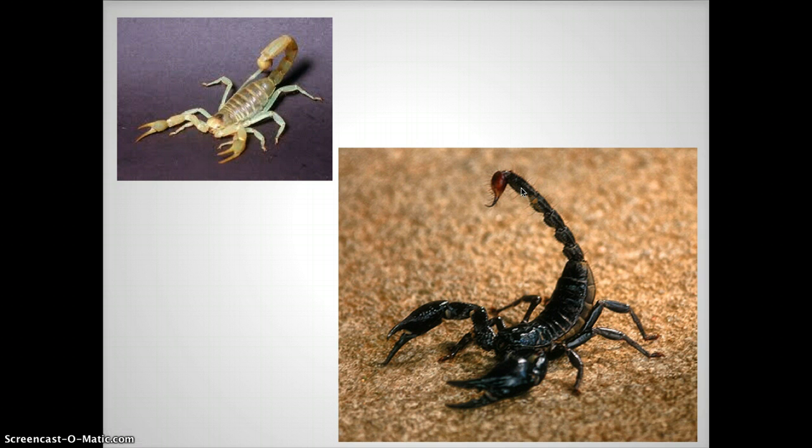So hopefully this gives you a little bit of information about the class Arachnids. Remember, we're looking at all the arthropod classes as we go around these tables, and we're seeing some different orders here. We're seeing the spiders and the ticks and mites and the scorpions.